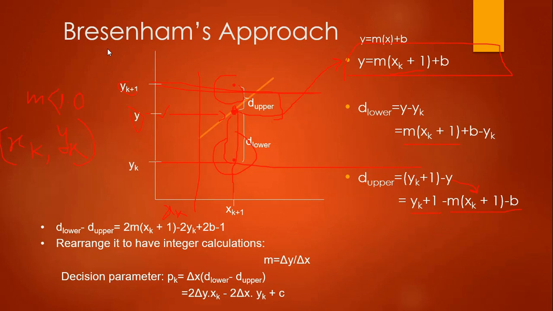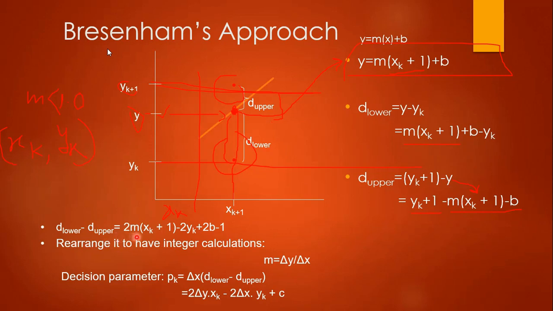Now you calculate the position of the pixel, the point that is on the line. How do you get that? It is given by d lower minus d upper. Because d lower is more, we calculate this way. If d upper was more, then we would have rearranged the formula as d upper minus d lower. Since the slope is less than 1.0, we have this equation. Remember that.